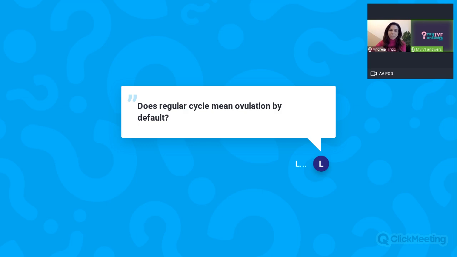So, does a regular cycle mean ovulation by default? Not necessarily. I think it would be important to identify whether you are having an LH surge. If you measure with those urine sticks and you can see a peak, that means that the follicle was stimulated and that ovulation is going to happen. You need an LH that is 2.5 above your baseline levels for ovulation to happen.